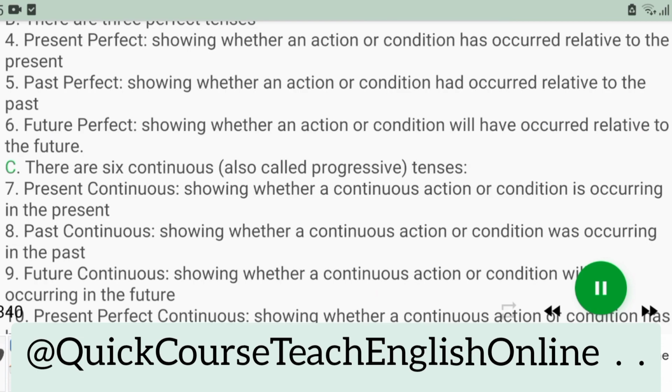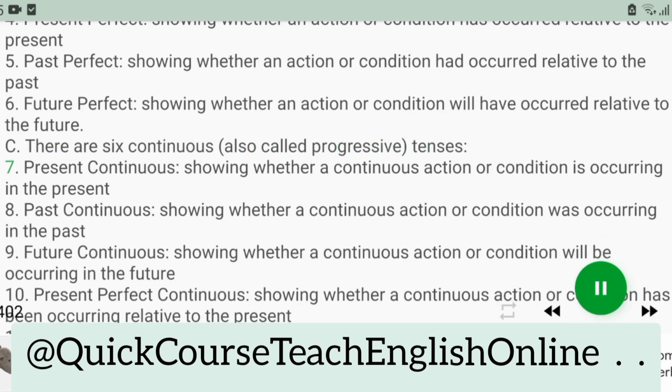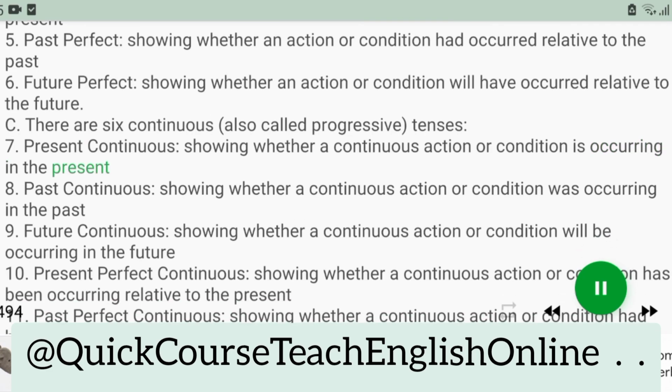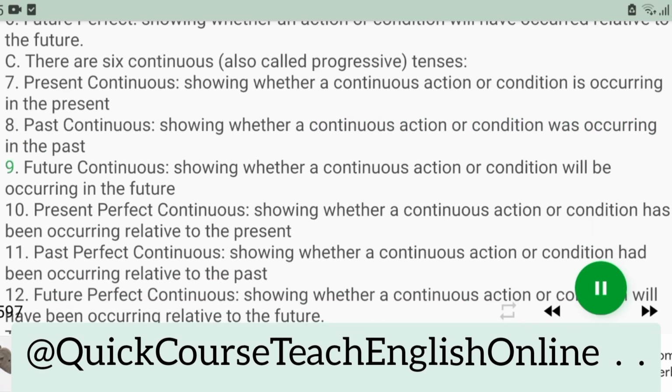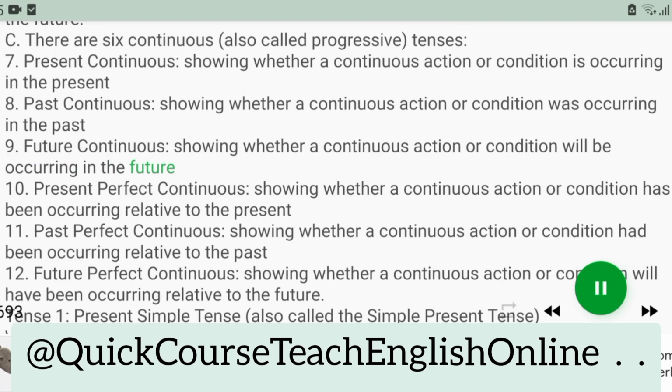C. There are 6 continuous, also called progressive tenses. 7. Present continuous, showing whether a continuous action or condition is occurring in the present. 8. Past continuous, showing whether a continuous action or condition was occurring in the past. 9. Future continuous, showing whether a continuous action or condition will be occurring in the future.